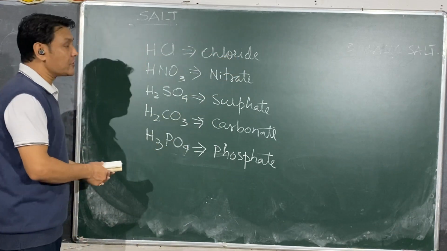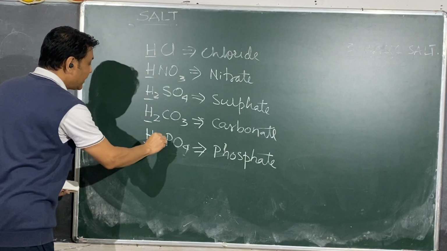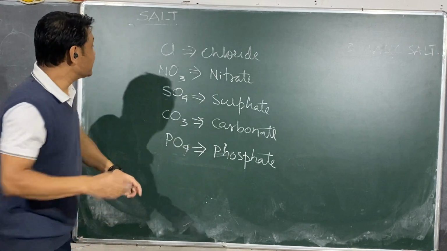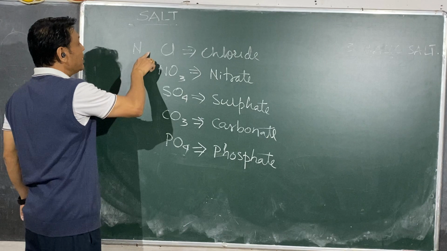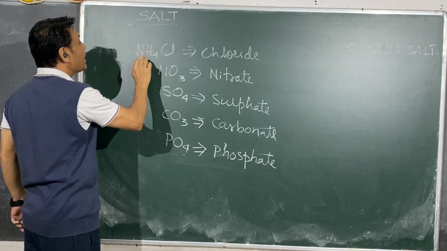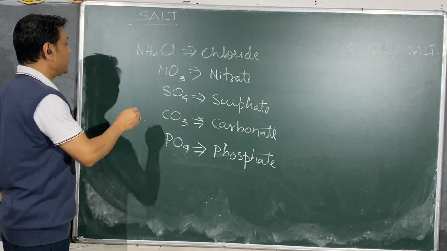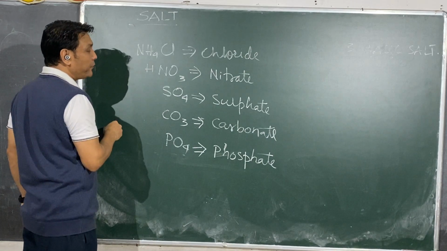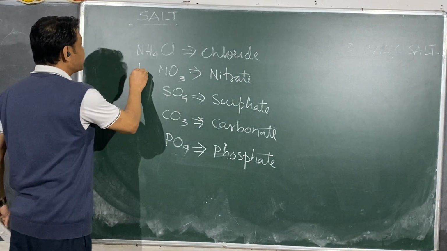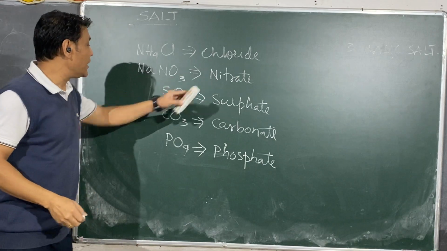Now, what is a salt? A salt is a compound formed when the replaceable hydrogen ions are replaced by the metal or ammonium. Suppose hydrogen of HCl is replaced by ammonium. It becomes ammonium chloride, a salt called chloride, from hydrochloric acid. Like HNO3, which is nitric acid. Now the hydrogen of the acid is replaced by, let's say, sodium, a metal. It becomes sodium nitrate, a salt called nitrate.